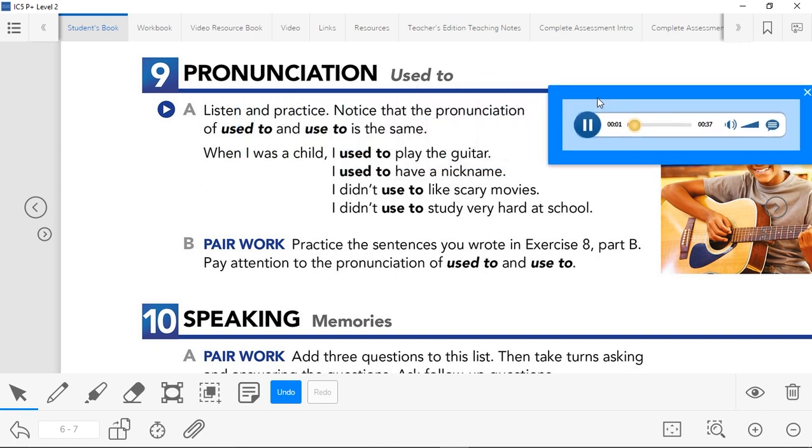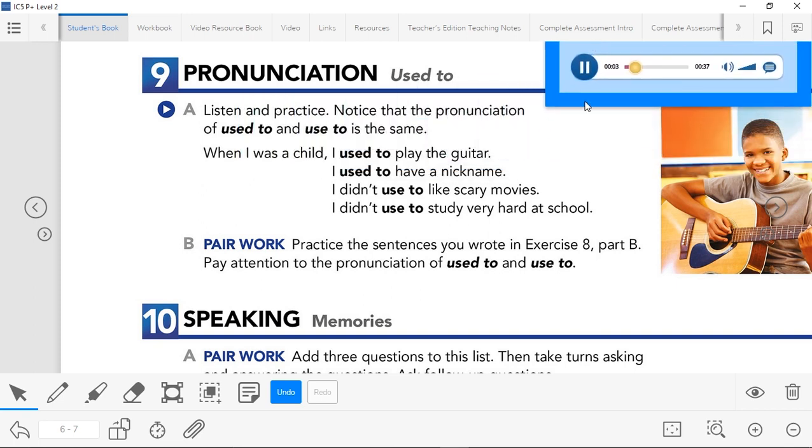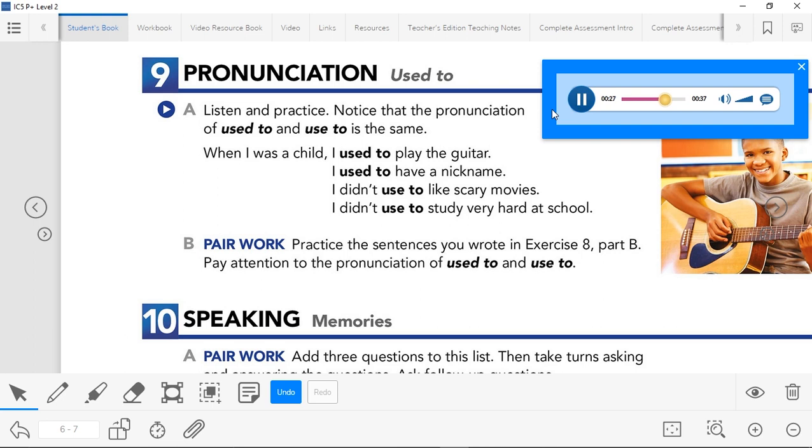Page 6, Exercise 9. Pronunciation. Used to. Part A. Listen and practice. Notice that the pronunciation of used to and used to is the same. When I was a child, I used to play the guitar. I used to have a nickname. I didn't used to like scary movies. I didn't used to study very hard at school.